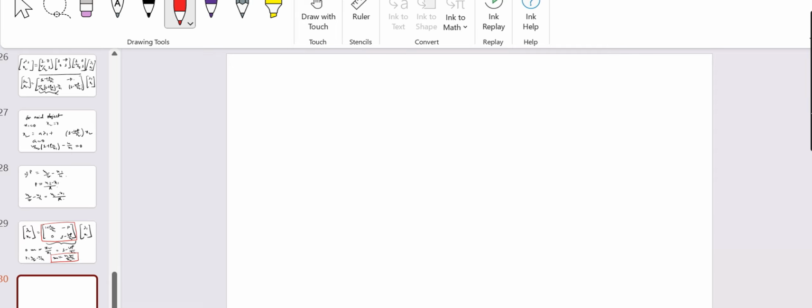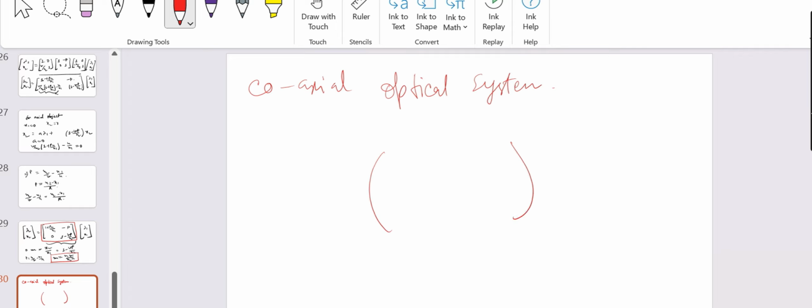Now we are going to the coaxial optical system. So basically, a coaxial optical system is like an optical system where, instead of having a single refracting surface, there is a black box kind of thing. In this black box there can be many things, 10 lenses, 100 lenses or something. So basically whatever the many things are will be given to us.